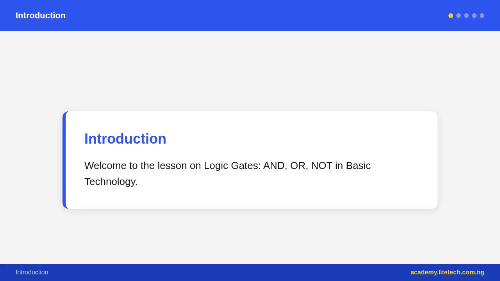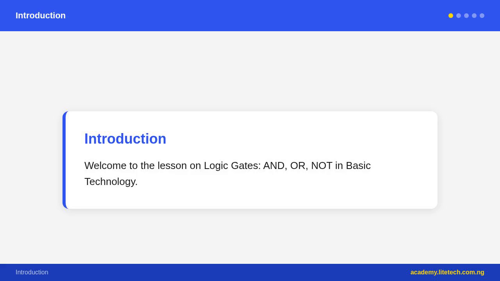What is a logic gate? A logic gate is an electronic circuit that has one or more inputs and one output. The output depends on the logical combination of the inputs according to a specific rule. Each type of gate follows a truth table, a table that shows the output for every possible combination of inputs.